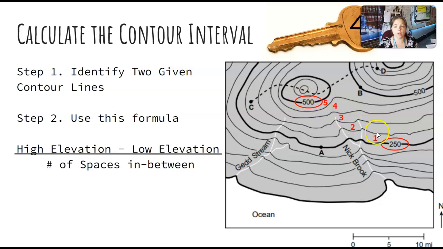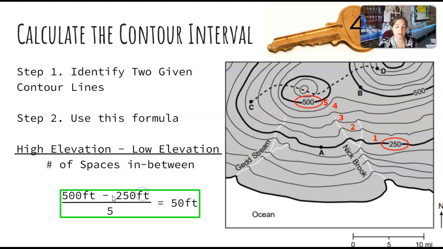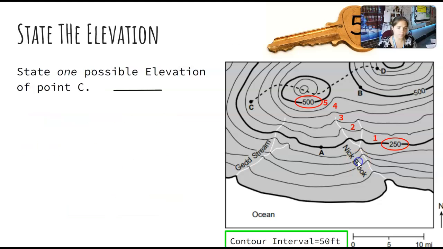All right, so I've got 250 over 5, which gives you 50 feet. That's my contour interval for each of those little non-dark lines. All right, what is one possible point of elevation? Right here, this is where we are, number 5. One possible elevation for C.